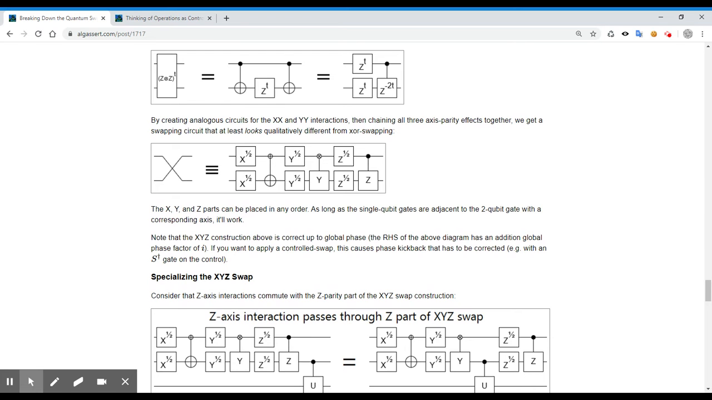If you want to apply a control swap, this causes phase kickback that has to be corrected with an S inverse gate on the control.